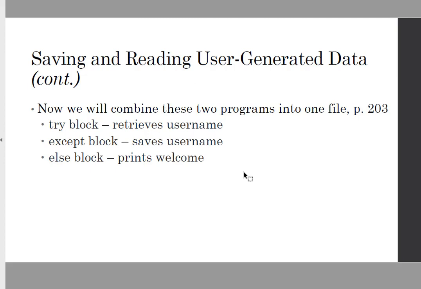Now we're going to combine those two programs, remember_me and greet_user, into one file, and we're going to use our try, except, and else block. So the try is going to try to retrieve the username. So we're going to see if username.json exists. If it exists, we'll jump to the else block. If the file does not exist, that's when we'll save our username.